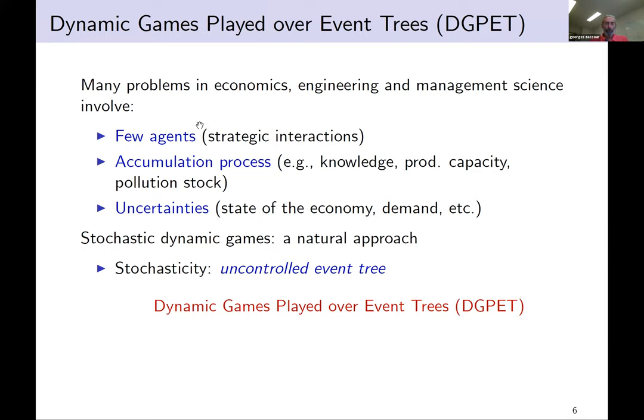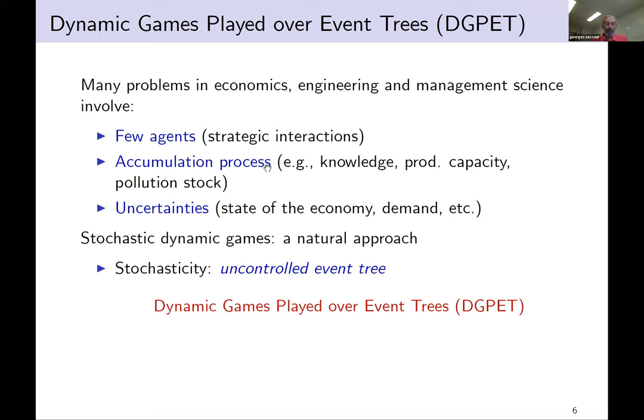Now, I would like to say a few words on the class of games that I'm interested in, namely dynamic games played over event trees. It's clear, I guess, for everyone here that many problems in real life, whether they are taken from economics, engineering, or management science, have three ingredients. One is that we have few agents. For instance, you take an industry, and typically in this industry, you will have only a few producers. And what each producer is doing also affects the payoff of the others. This is what we call strategic interactions, a main ingredient in any game theory problem.